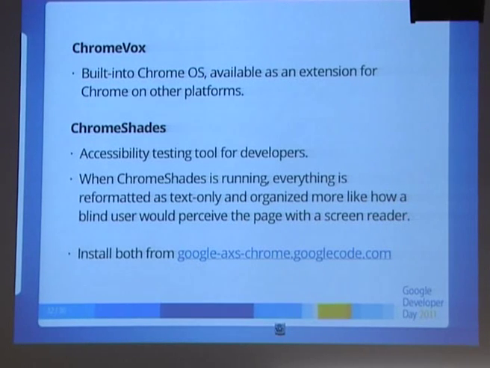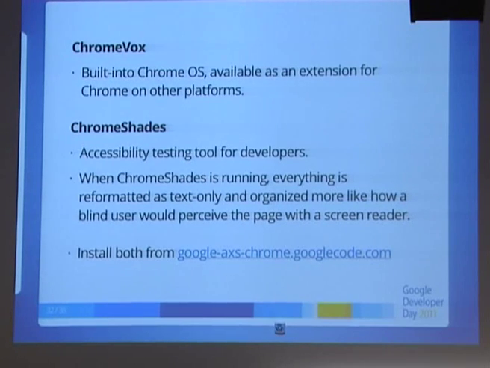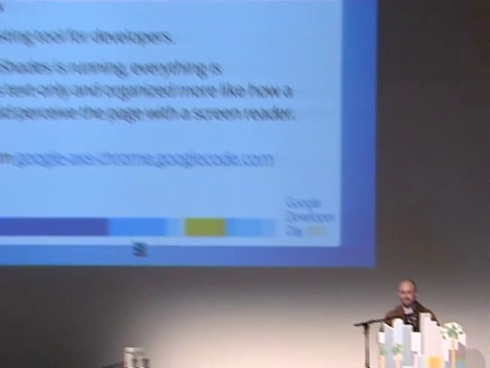You can go to the Chrome Web Store, download it, install it into Chrome on any platform, and it will read text to you. This gives you a kind of quick and dirty mechanism for testing the accessibility of your page. It's not going to be exactly like a blind user using your page, because they use screen readers simply differently than I do, for instance. But it's a good sanity check.